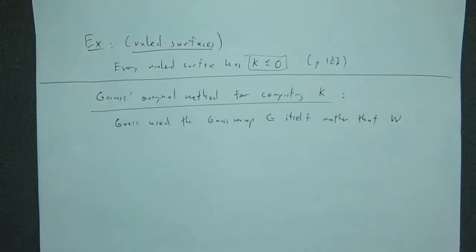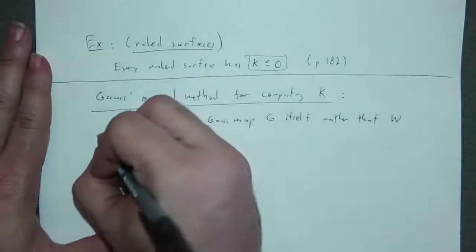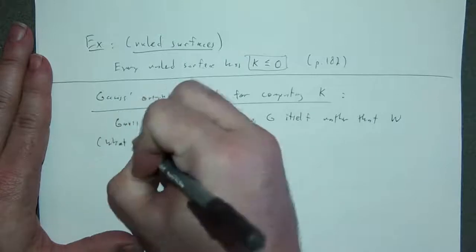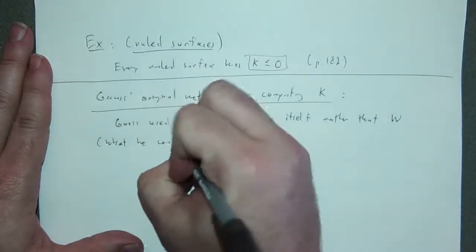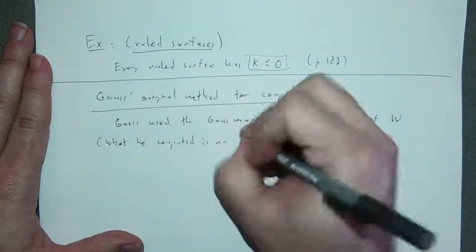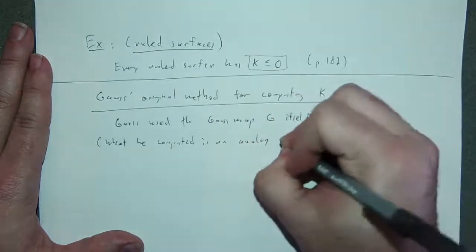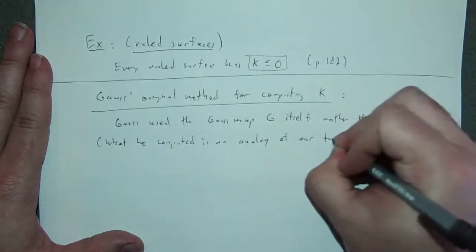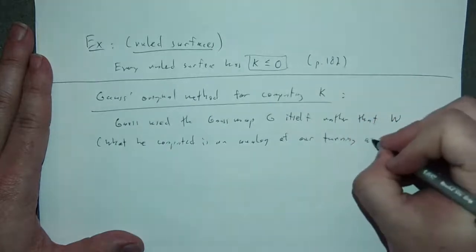Now, intuitively, what he did was basically the same thing, but there is a nice conceptual reason why Gauss's formulation should still be mentioned here. What Gauss gets is an analog of this turning angle business. So what he computed is an analog of our turning angle computations for curves.